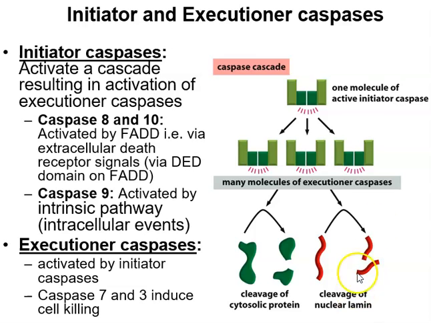Now, as I've alluded to, the intrinsic pathway has caspase 9. Caspase 9 is an initiator caspase just like caspase 8. So once a mitochondria gets activated, caspase 9 is released, and that becomes an initiator caspase which then acts on executioner caspases in the same way that caspase 8 and 10 do this.